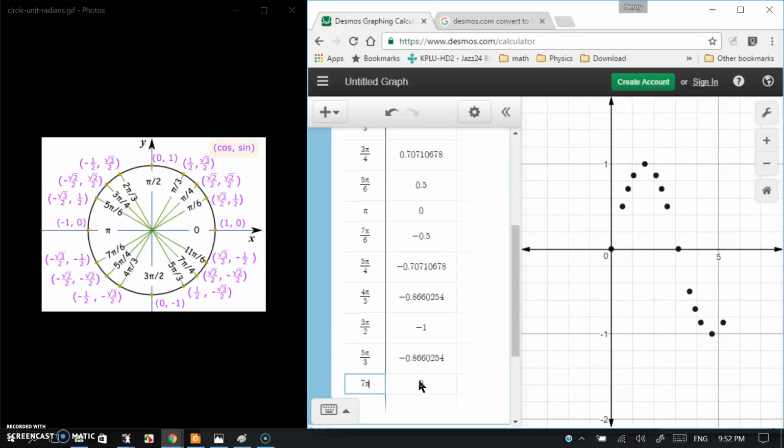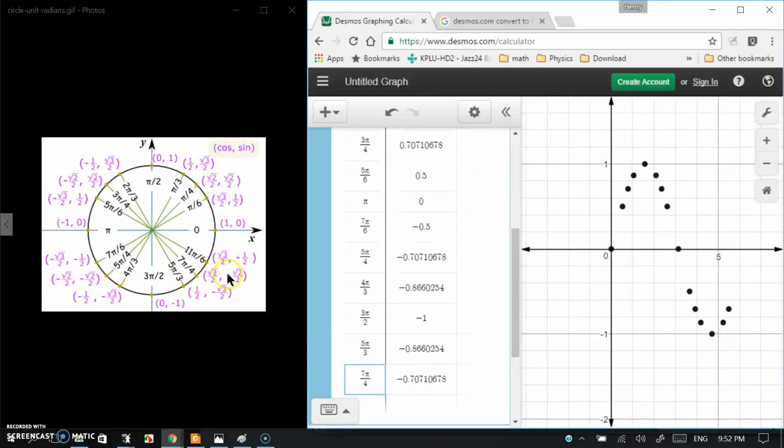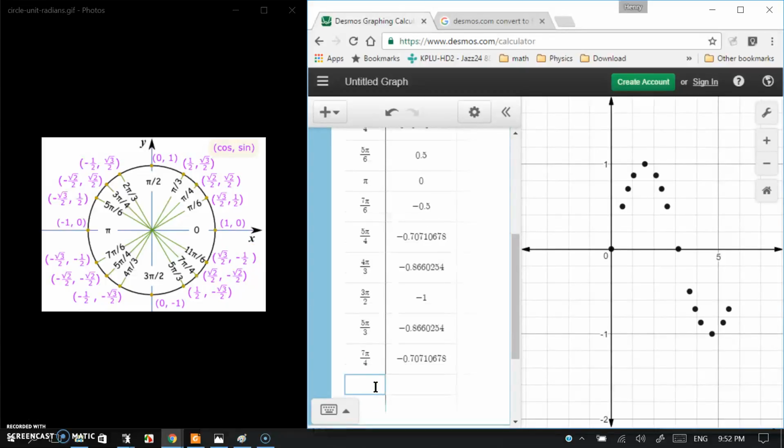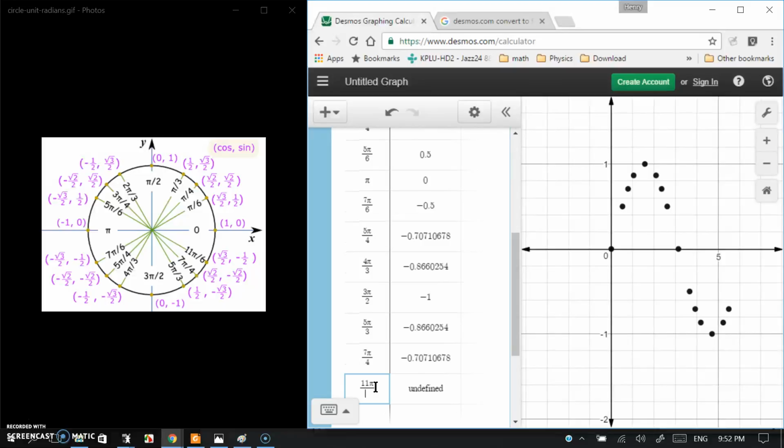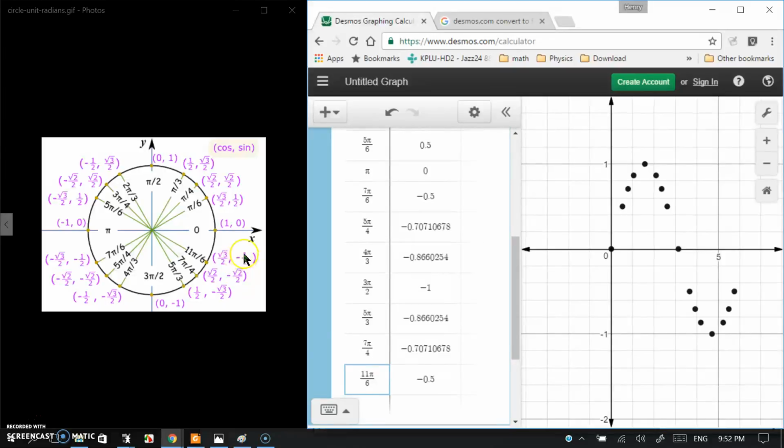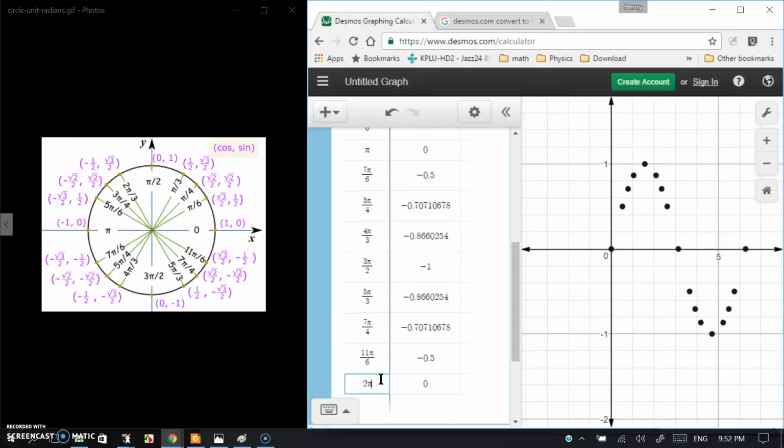7 pi over 4 next. My y is negative root 2 over 2. And finally, almost done, 11 pi over 6. I have negative a half. And finally, 2 pi. I'm back to where I started. So my y value is 0 again.